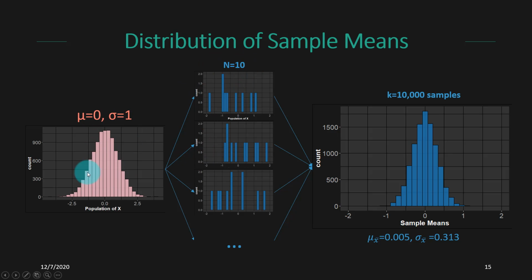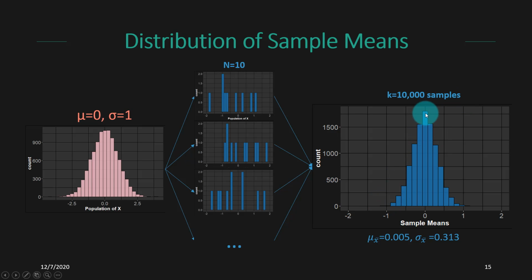So again, if this is our parent population, it's got a mean of 0 and a standard deviation of 1. Here are the 3 samples that I showed you earlier. But now let's assume that I repeat this procedure 10,000 times. So now, instead of looking at distributions of individual scores, I'm looking at distributions of sample means over here. And this is across 10,000 randomly drawn samples.